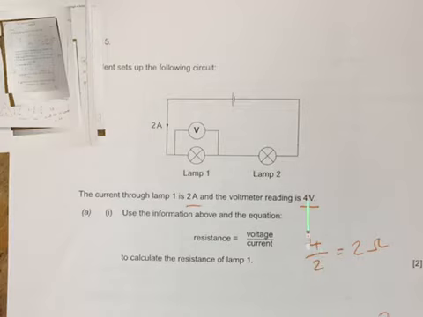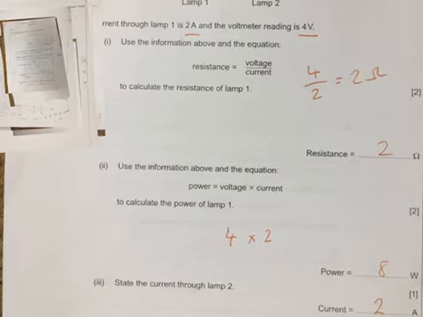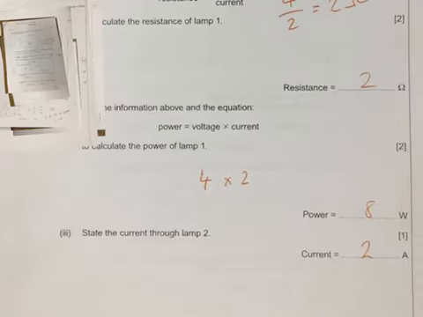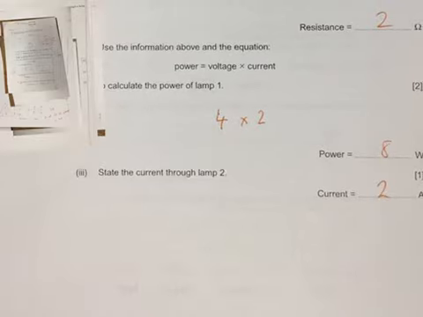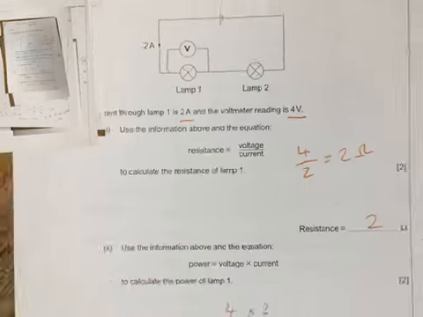Your voltage is 4, your current is 2, because current is the same everywhere throughout that circuit. Use the information above, and now we're going to use power. So our voltage was 4, our current was 2. I'm just timesing them to give me a power. These are really, really easy questions. Unlikely to come up, but they're there anyway. State the current through lamp 2. Well, because it's a series circuit, it's going to be 2 amps everywhere.